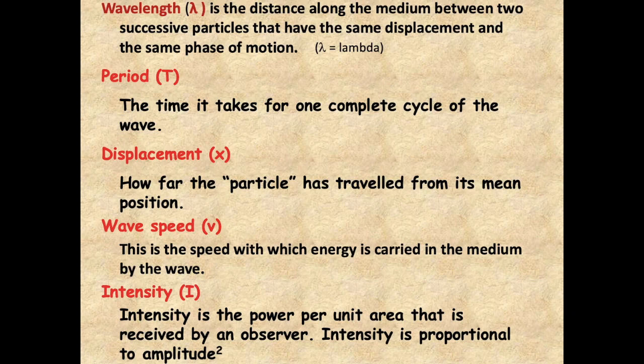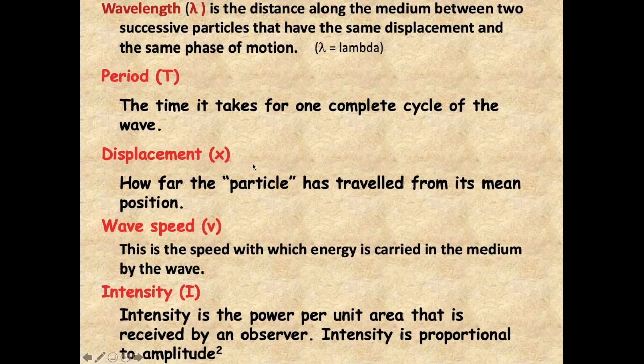Wavelength is the distance along the medium between two successive particles that have the same displacement and the same phase of motion. The symbol for wavelength is lambda. This is the Greek letter lambda, and this is the symbol we use for wavelength. Obviously, the SI unit, since it is length, is the meter. Time period T, the time it takes for one complete cycle of the wave. Since it's time, SI unit is the second.